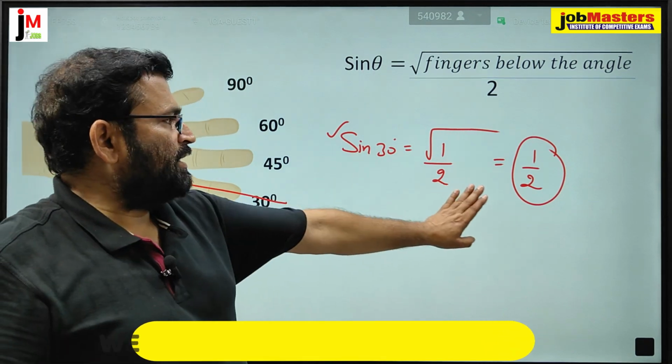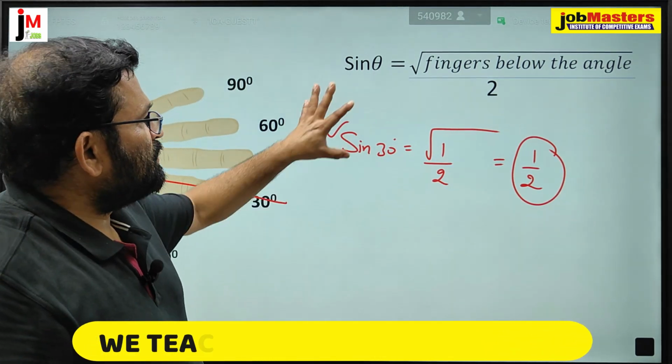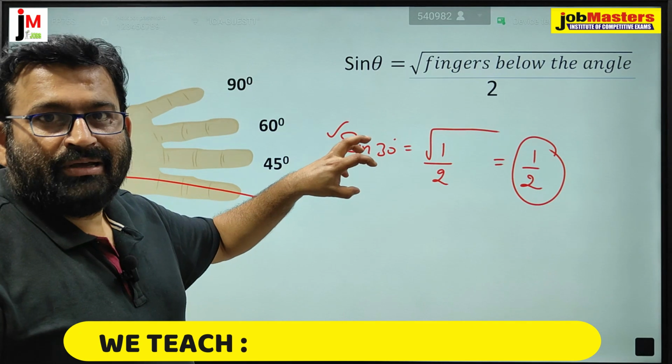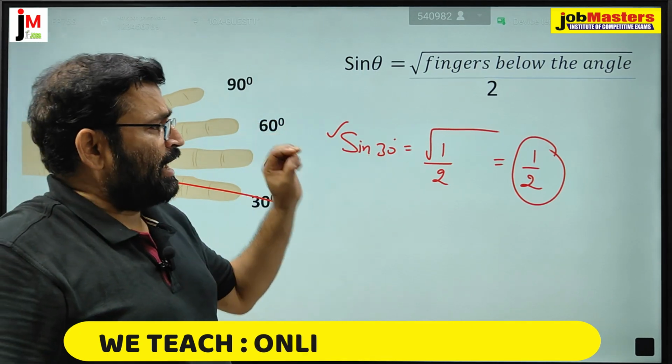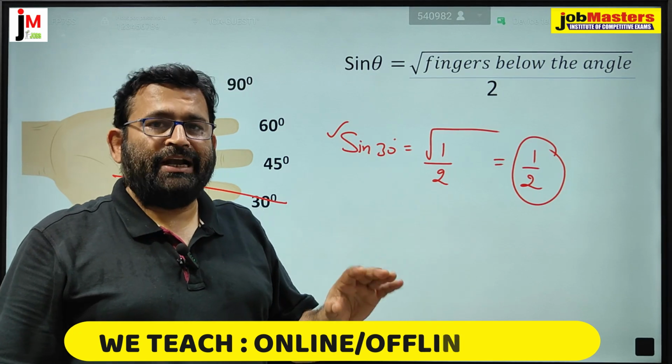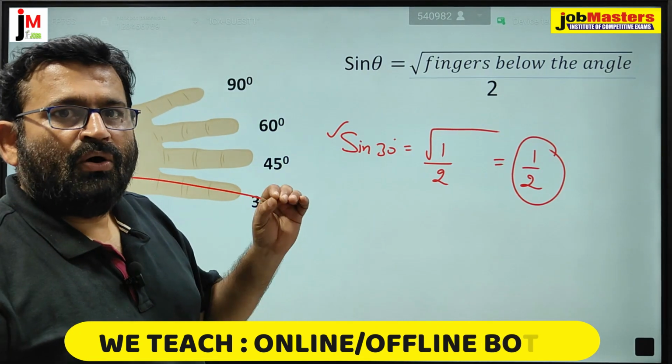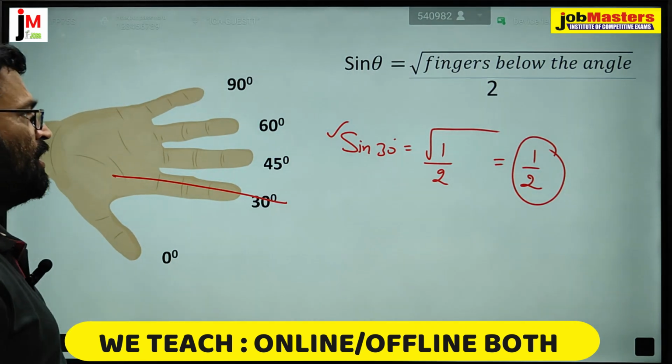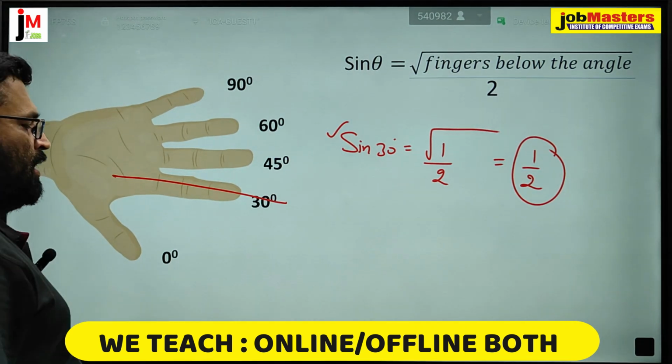Okay, so sine 30 degree is always 1 by 2. So this formula is now a general formula which we can use for any angle, whether it is 0 degree, 30 degree, 45 degree, 60 degree, or 90 degree. So we can use it always anywhere. So this is for sine theta.